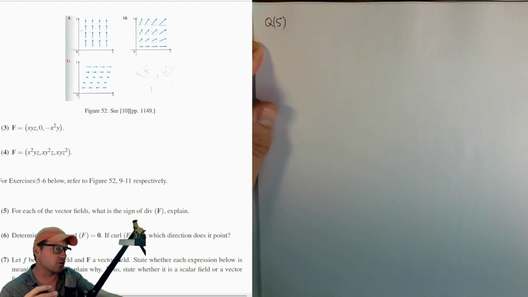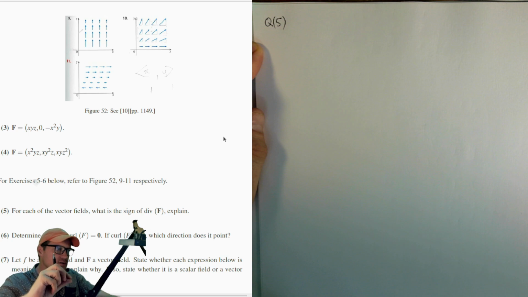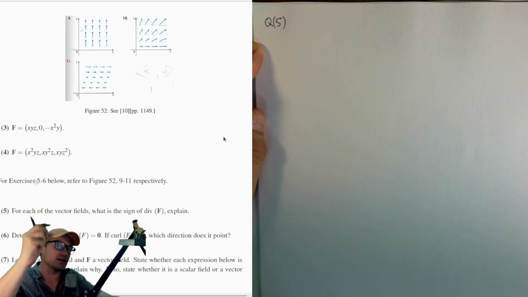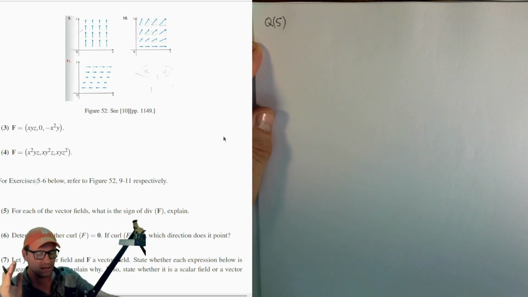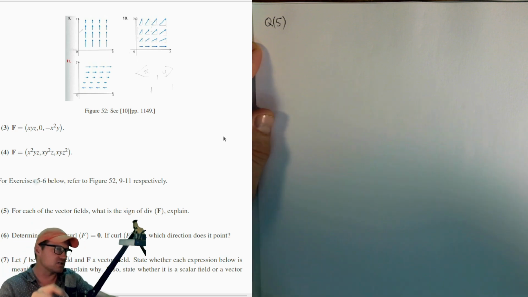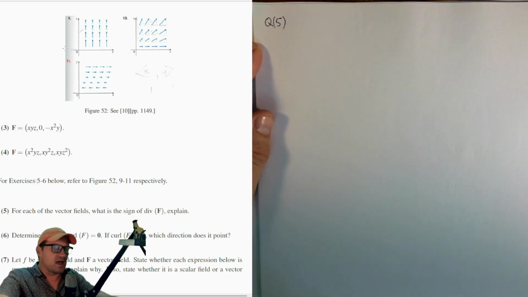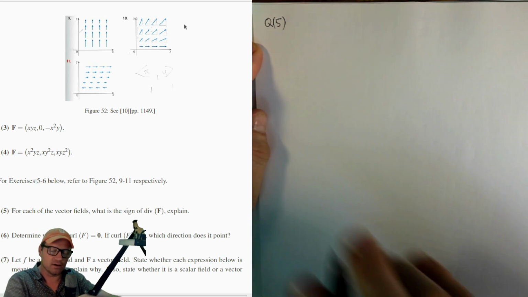So this says, for exercises 5 and 6 below, refer to the figure. So what we're looking at are these 3 vector fields here. The question asks, what is the sign of div of that vector field f? And so when the arrows lined up head to tail are getting smaller in magnitude as you go along, like what you see up here at the top left, we have div f negative. Okay, so I'll give you an example here.